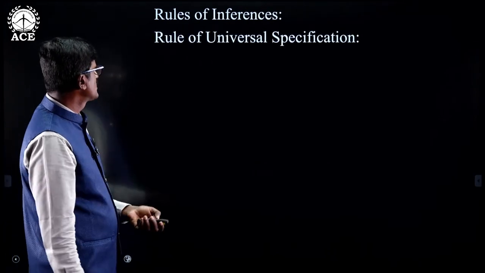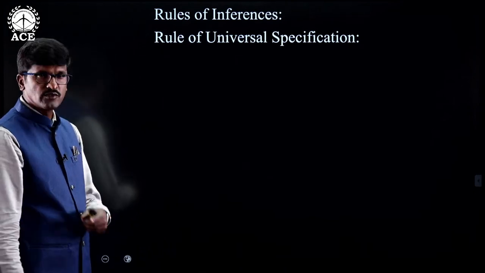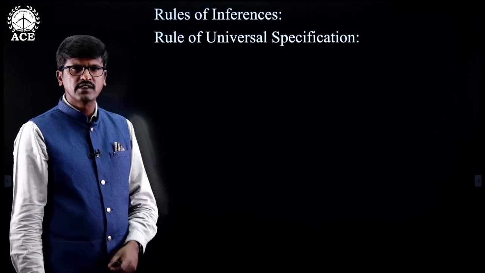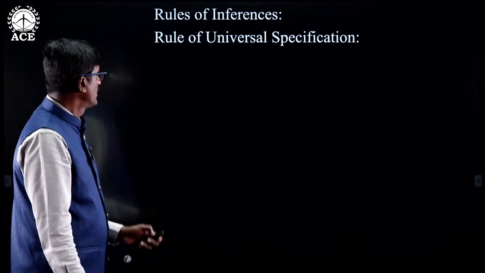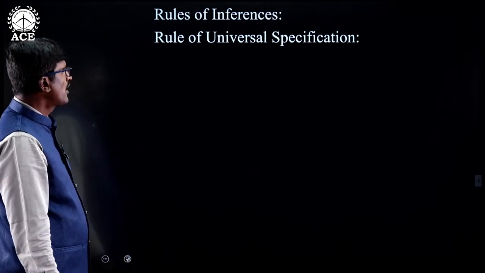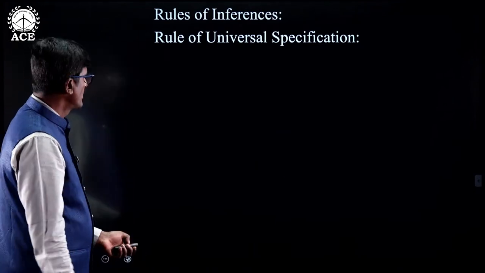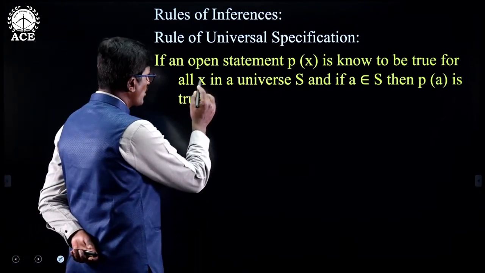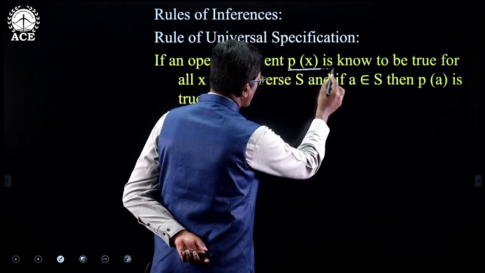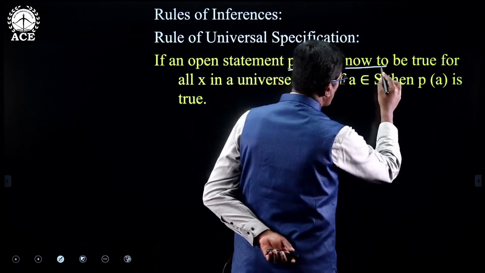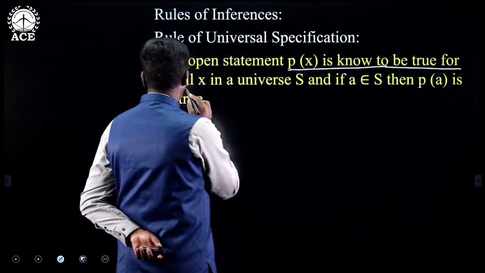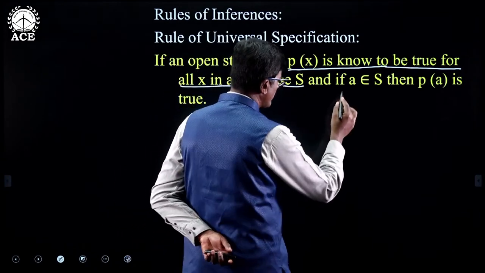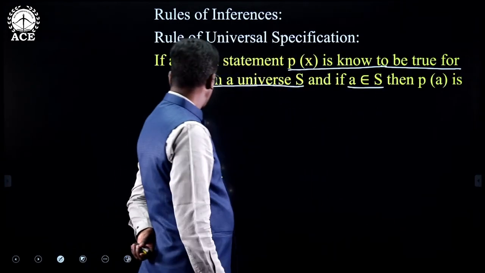Under these rules of inferences, we have two rules of inferences. These two rules of inferences are very important ones. The first one is the rule of universal specification. The rule of universal specification says that if an open statement P of x is known to be true for all x in the universe S, and if A belongs to S, then P of A is true.